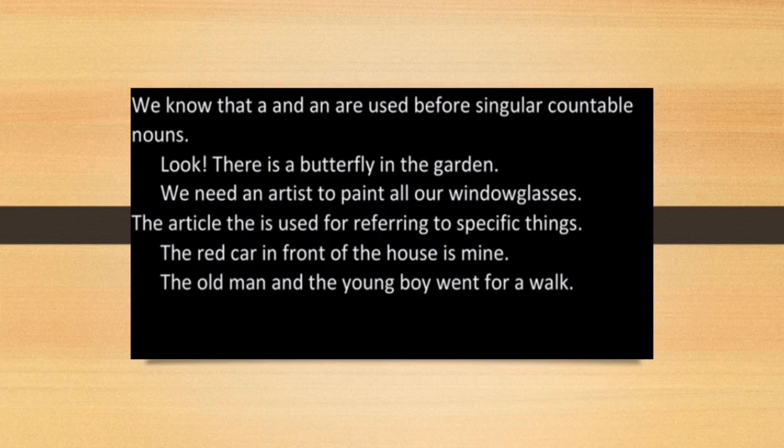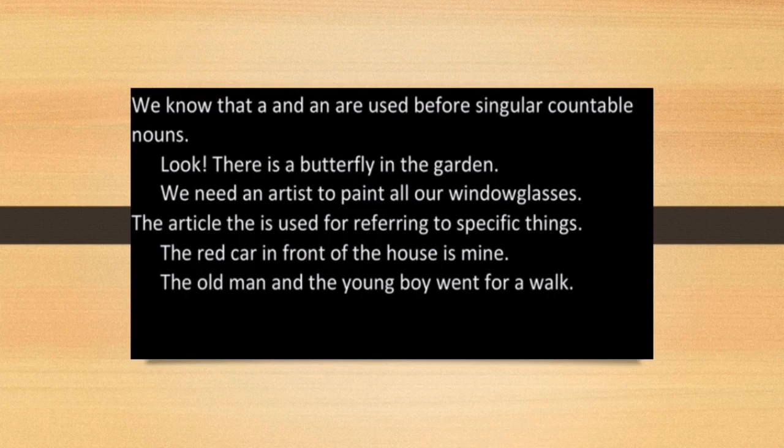When we are talking about singular countable nouns, a is used with consonant sounds and an is used with vowel sounds, right? So these were the uses of a and an. Now let's see about the. The article the is used for referring to specific things, when we refer to some specific or particular things.